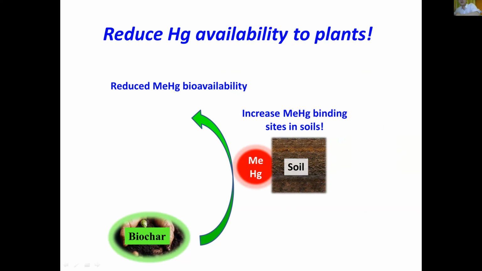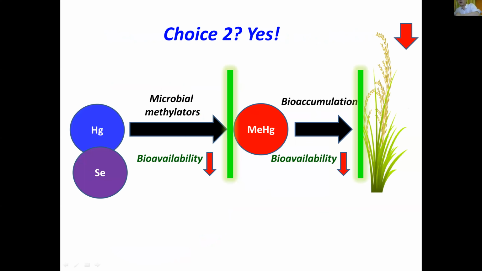So this is the second choice about how we can reduce the methylmercury bioavailability in soils by using the biochar amendment, which will subsequently reduce methylmercury bioaccumulation in the rice plants. So now we have a very, very definite answer for choice 2. The answer is yes, we can control the mercury bioavailability, and in this way we can remediate the mercury contaminated soils.